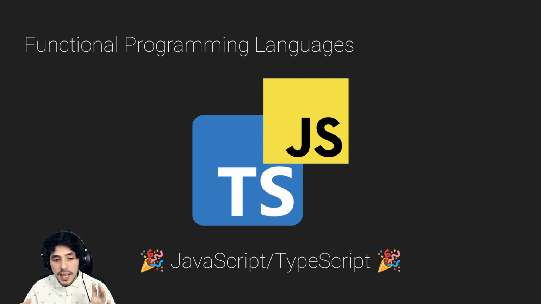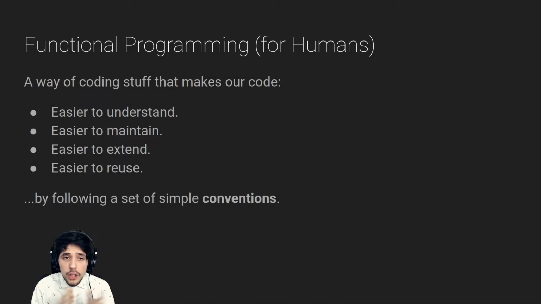So switching back and forth between the language that I already knew, JavaScript, and functional programming, I came up with this kind of definition of what functional programming is. Functional programming, for humans basically, is a way of coding that makes our code easier to understand. Not the output, but the actual code, is easier to understand and easier to maintain. So if you have any issues or you want to patch a bug, it's far easier with functional programming. It's easier to extend and reuse.